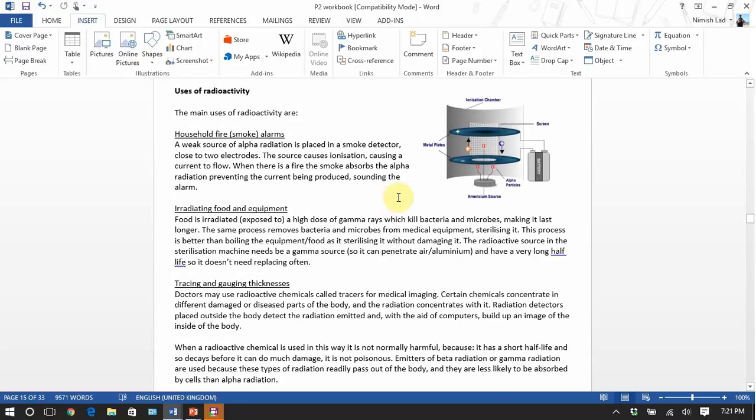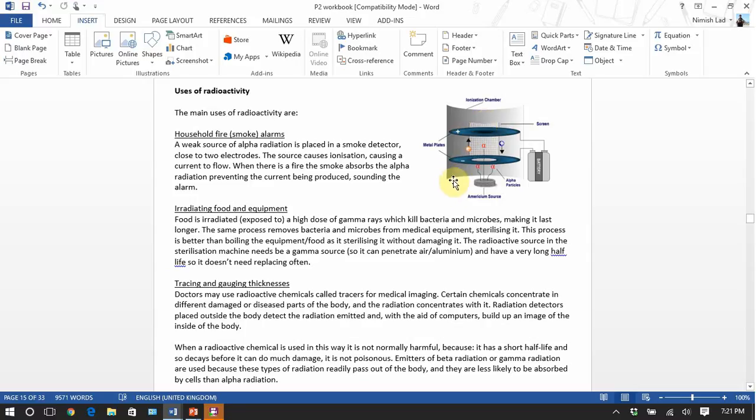Right, so we need to go through these one by one. We need to know the uses of radioactivity. We also need to understand why we use each type of radiation and what sort of half-life will be used for each source. So, first one is household fire alarms. You've got a weak alpha source. It gives out alpha radiation that ionizes the air, producing a small electric current which is picked up, and therefore it means that everything is fine.